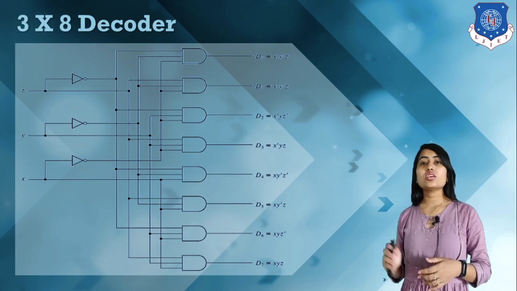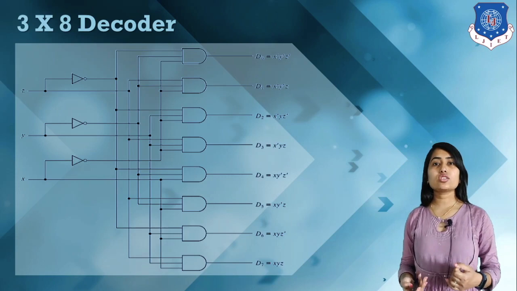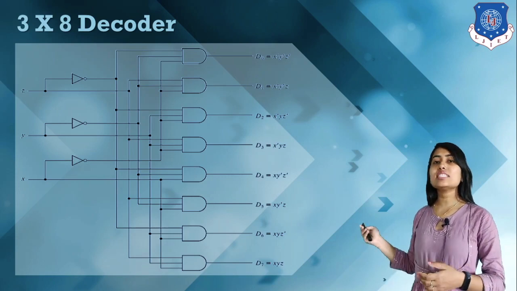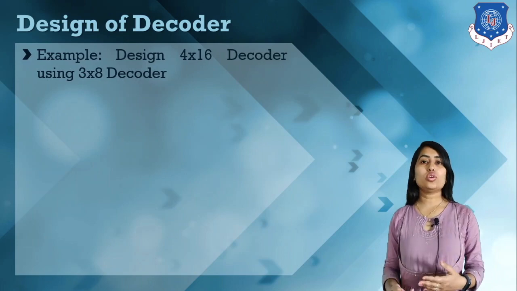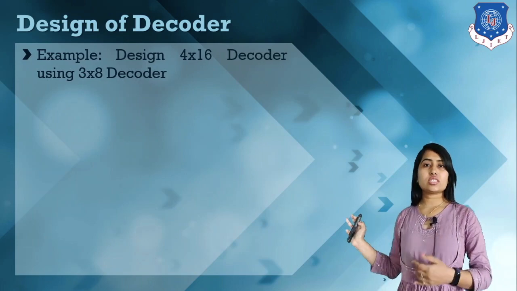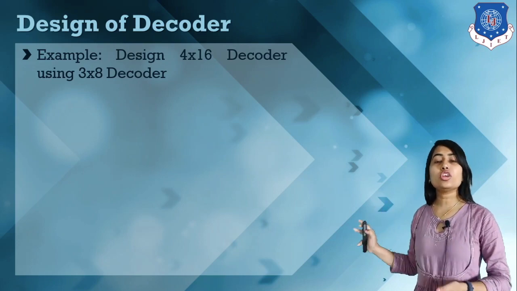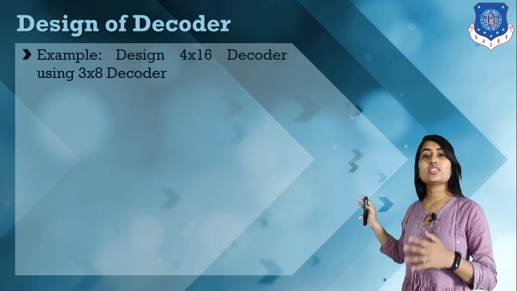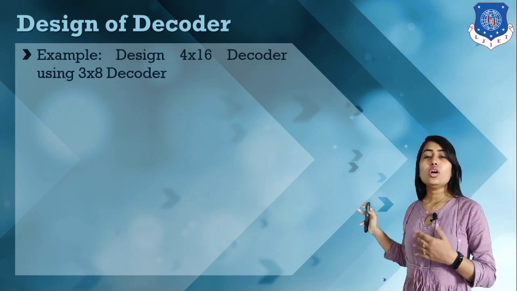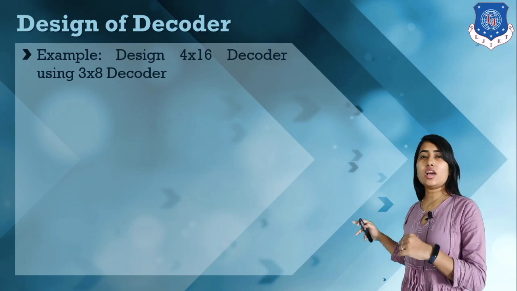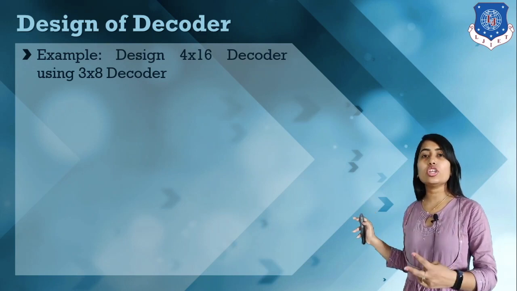Now using this decoder we can design different kinds of functions. Okay, so first is the design of a decoder. How can we design a decoder? So here we have one example: design a 4x16 decoder with the help of a 3x8 decoder. So here we have to design these 16 outputs by means of 8 outputs. So here we have to use a total of 2 3x8 decoders.